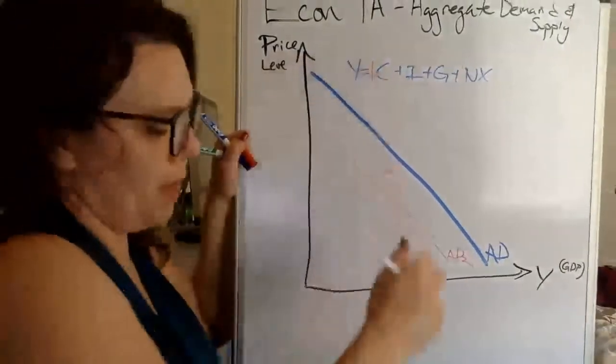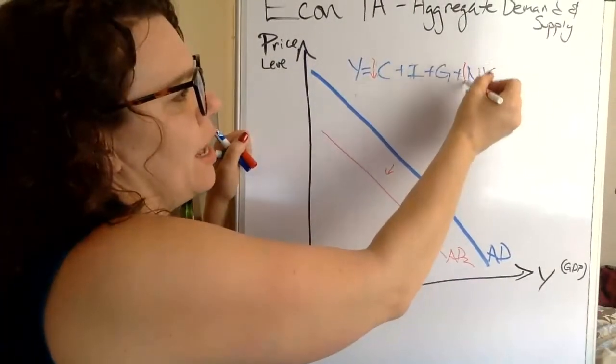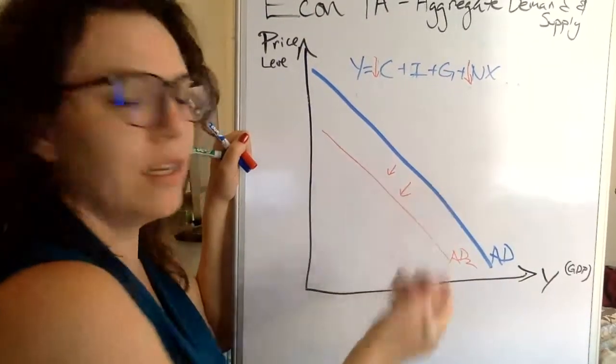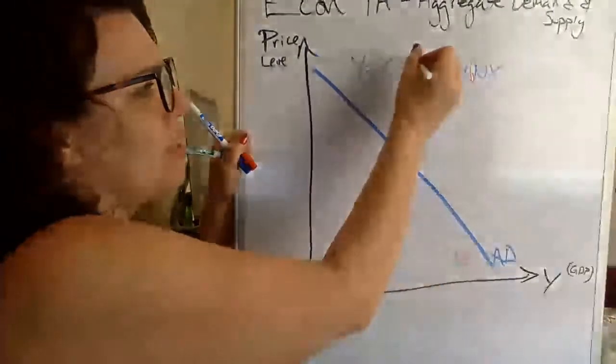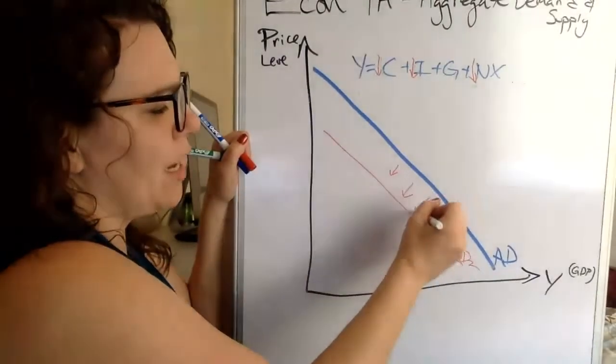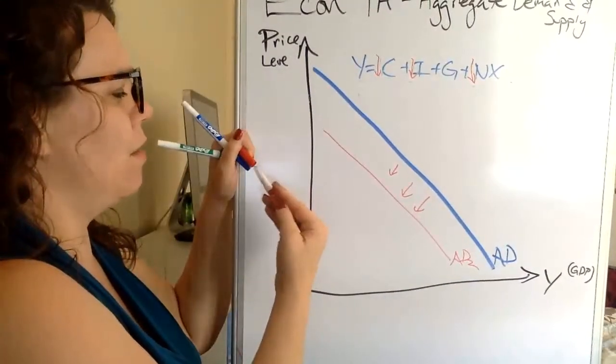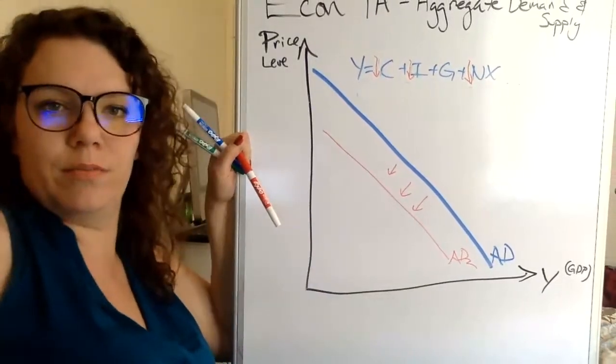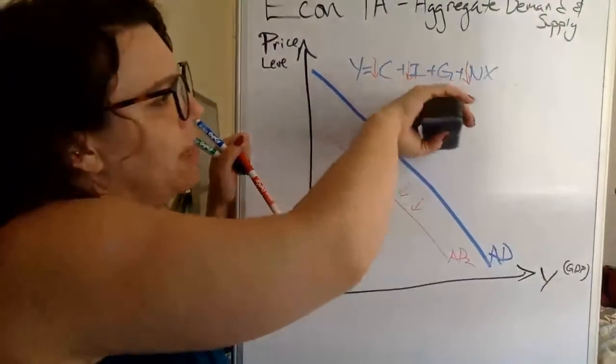We could also think about how there's a decrease in net exports. People are buying fewer US goods. That's going to also affect aggregate demand. Maybe decreased investment spending. That's going to affect aggregate demand. So all of those things play a role in aggregate demand. Okay, so anything that affects any of these elements.